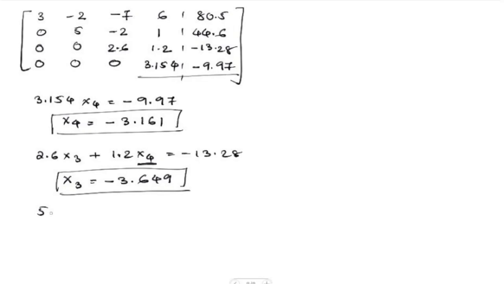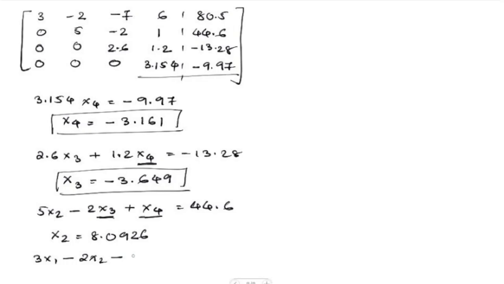And then the next equation, we have 5x2 minus 2x3 plus x4 is equal to 44.6. So now we'll replace our value here with the x3 value that we got and our value here with the x4 value that we got, and that will give us the value for x2 as 8.09626. And then here we have the last equation, which is 3 times x1 minus 2 times x2 minus 7 times x3 plus 6 times x4 is equal to 80.5. And after that, if we replace x2, x3 and x4 with the values that we already received, we'll get the value for x1 is equal to 3.036.